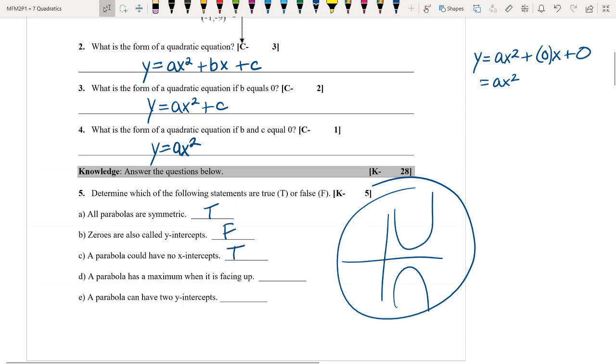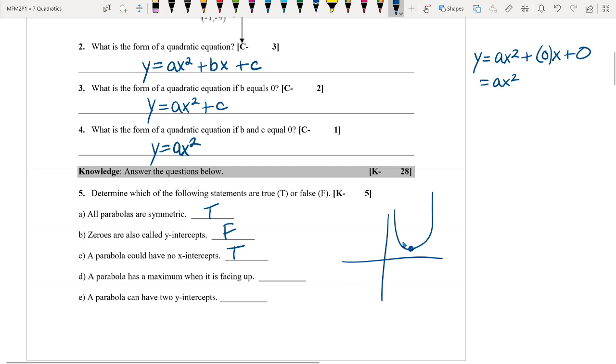That is true. A parabola has a maximum when it is facing up. So facing up is this parabola that you can see there. Does it have a maximum value or a minimum value? It has a minimum value. Therefore, a parabola has a maximum when it is facing up is false. It has a minimum value when it's facing up. A parabola can have two y-intercepts. So for the kinds of parabolas that we're working with, the answer is false. Okay.